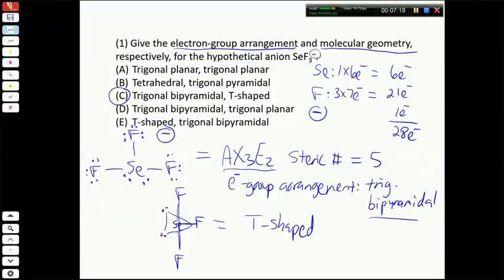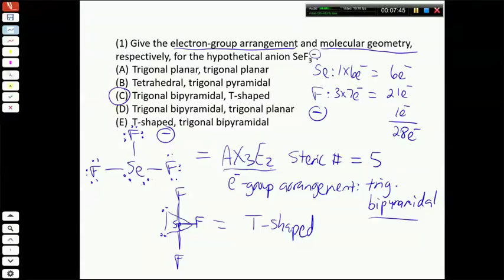So steric number is, I don't think our book uses that terminology. It's just the terminology that I was introduced to as a young whippersnapper. And steric number is just another way of saying the sum of these subscripts here, the number of X's plus the number of E's. So in this case it's 5 because it's 3 plus 2. And that's what defines the electron group arrangement, and that's also what defines hybridization. So it's an important parameter for both of those concepts.